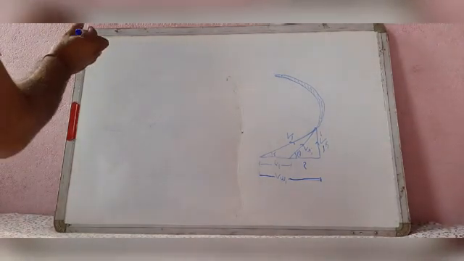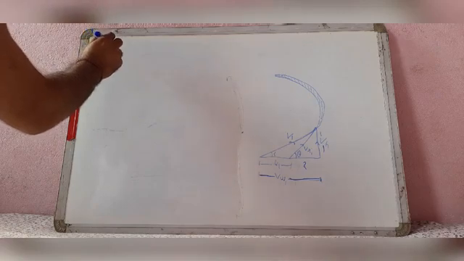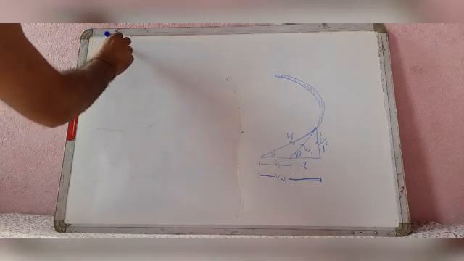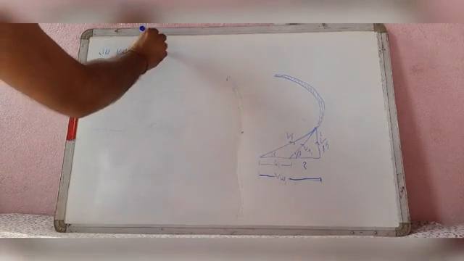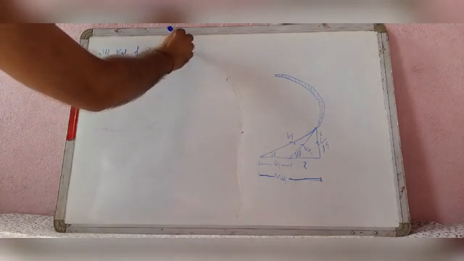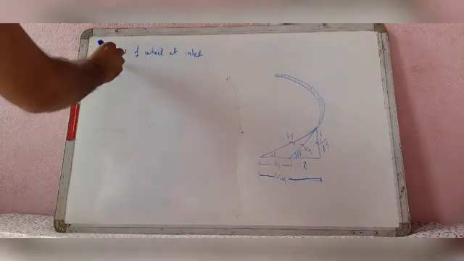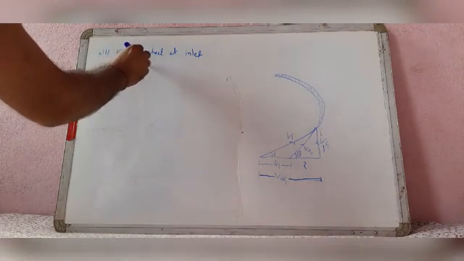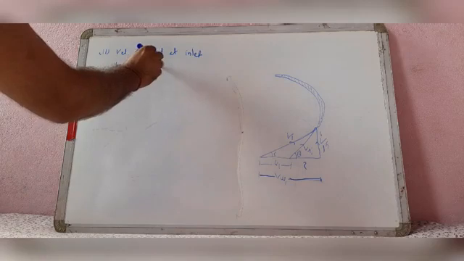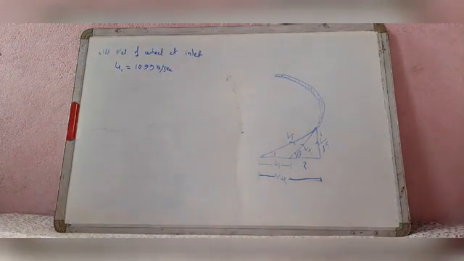Next, second is the velocity of whirl at inlet. Velocity of whirl at inlet u1 we have calculated is 10.99 meters per second. We have calculated earlier.